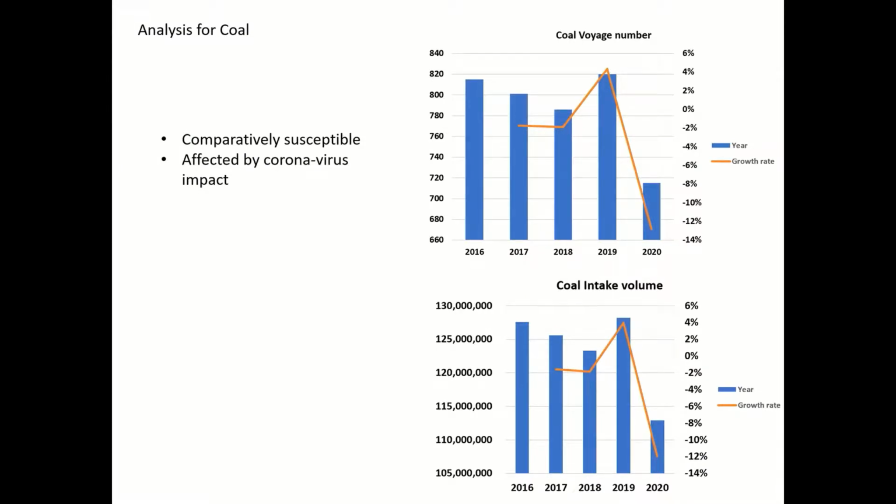And this part is for the coal. Like the iron ore analysis, this one means how many tons of coal are carried in 1 year, also showing 5 years of trade. And this one shows the trade volume for coal. And we can say coal is not like iron ore. It is affected by coronavirus impact greatly, I think, because we can see this growth rate in 2020 is minus 30%.